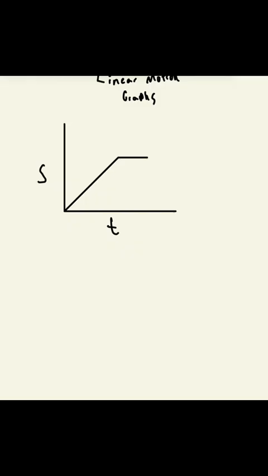So for a displacement time graph, if we find the gradient of this section here, that will give us the velocity. Because remember, gradient is equal to rise over run, which is equal to displacement over time. And displacement over time is velocity. So the gradient represents the velocity.